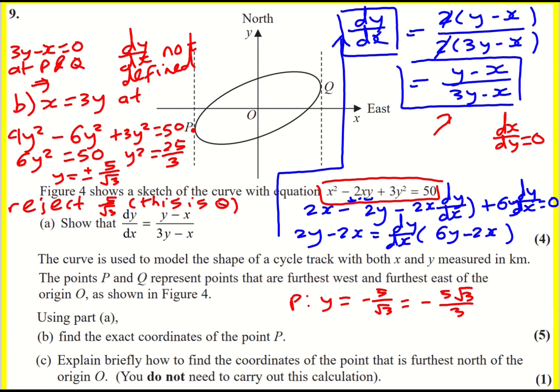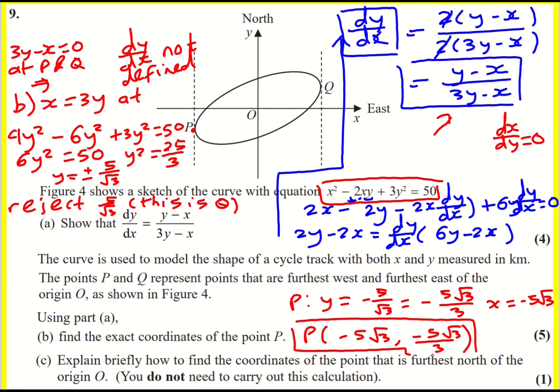Now I can substitute back in for x. Remember, x is 3y, so x is going to be minus 5. Right, let me just do that again. x is going to be, I'm just going to times through by 3, so x is going to be minus 5 root 3. Okay, let's just write it finally as P: minus 5 root 3 and minus 5 root 3 over 3. Great.